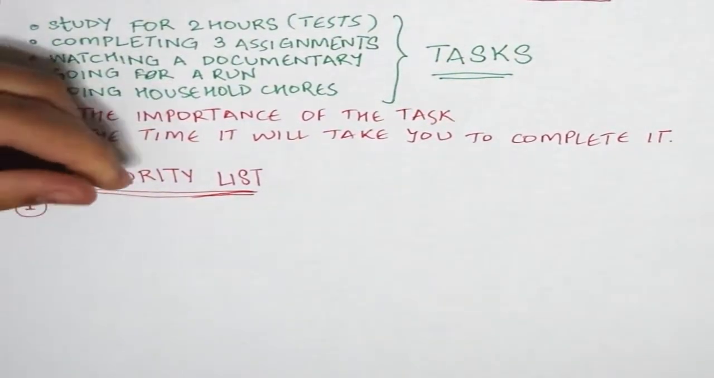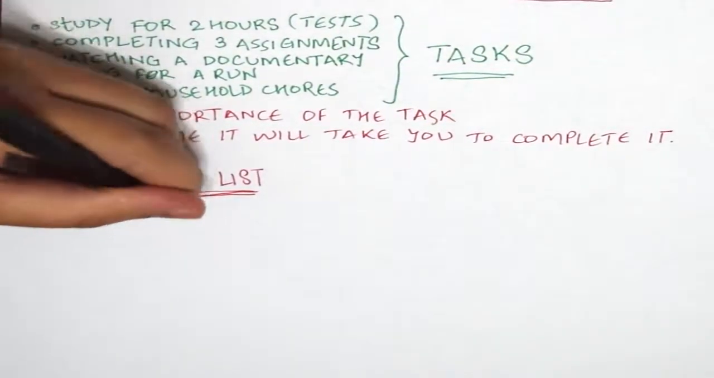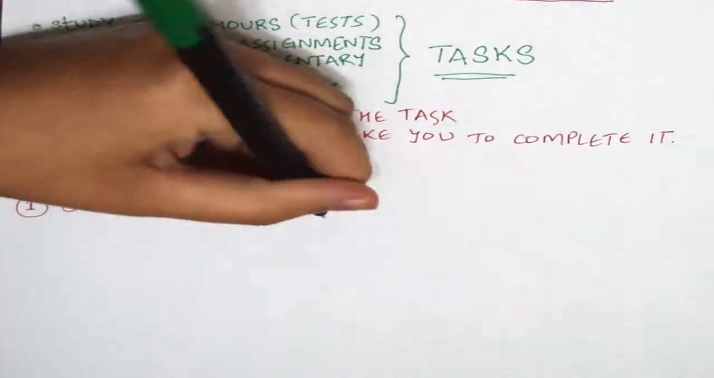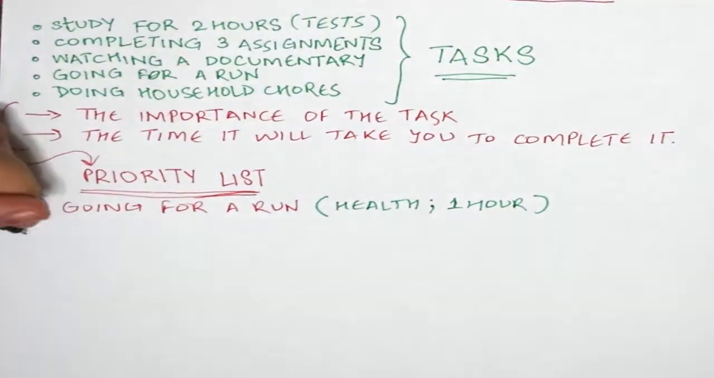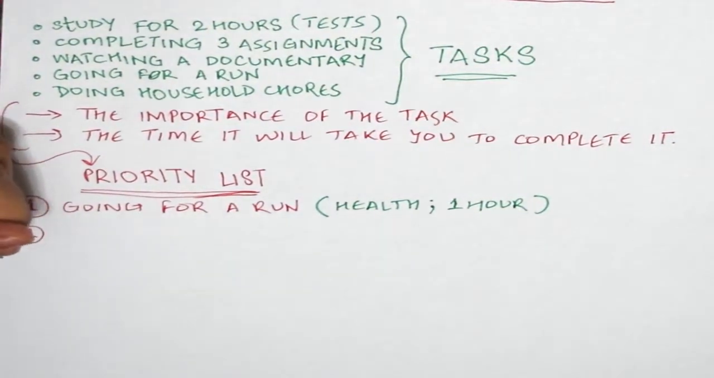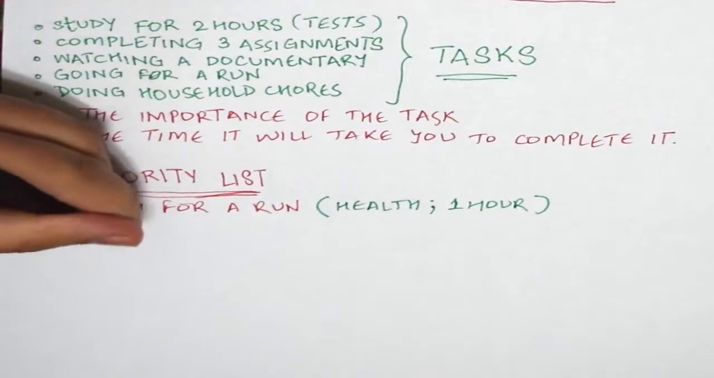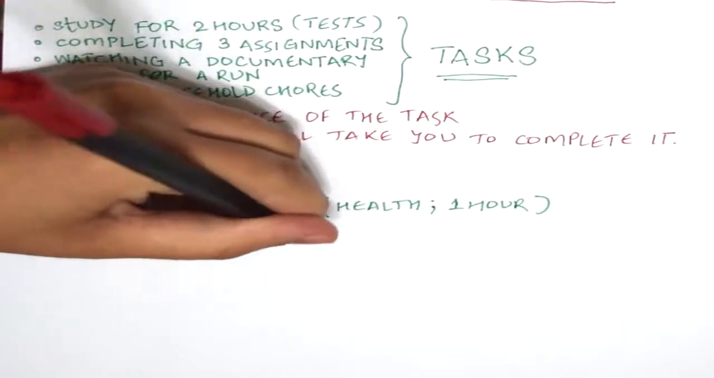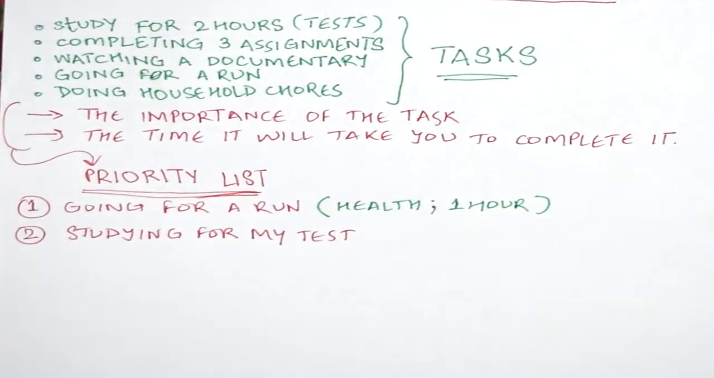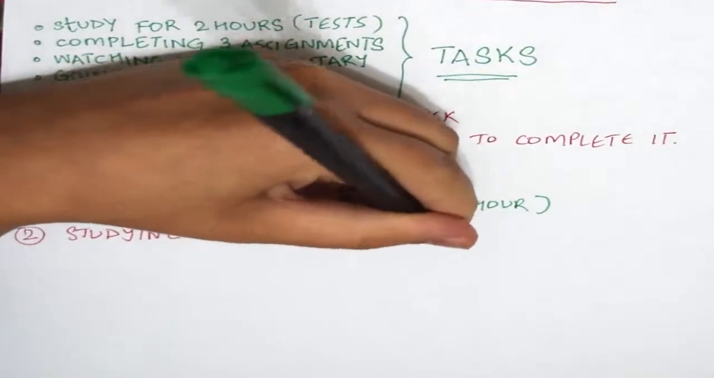The first one would be going for a run, because it's a morning task and you can easily finish this up in 1 hour. The second would be studying for your tests. You need to start studying early in the day so that you can do all the other tasks during your breaks and also have time left for revision at the end of the day. This will take you 2 hours.